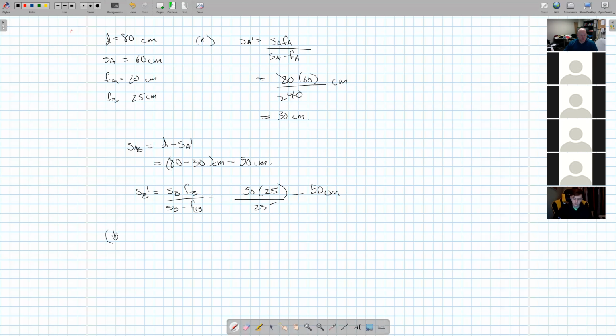Part B then says, what's the total magnification? Well, we now know the total magnification is equal to SA prime times SB prime divided by SA times SB. So this is going to be equal to 30 times 50 divided by SA, which was 60, times SB, where SB was 50. Good. So this one cancels out. This then gives me simply a half. So my total magnification in this case is a half.